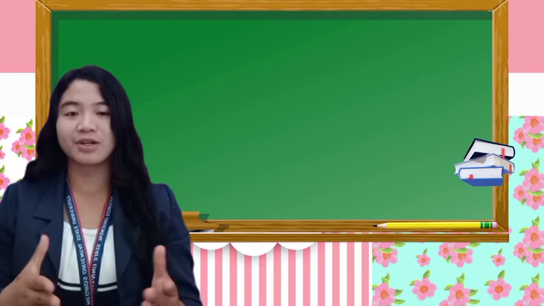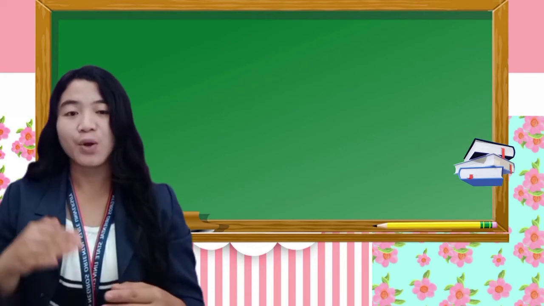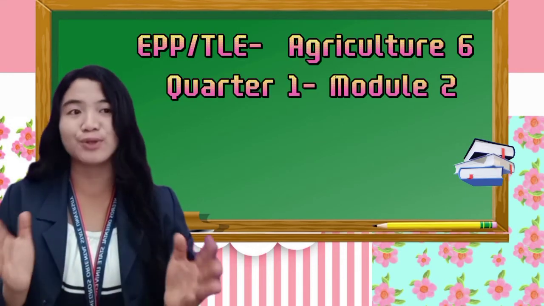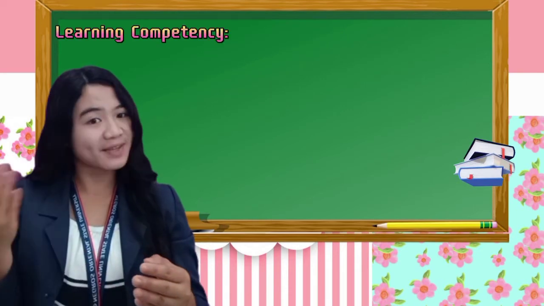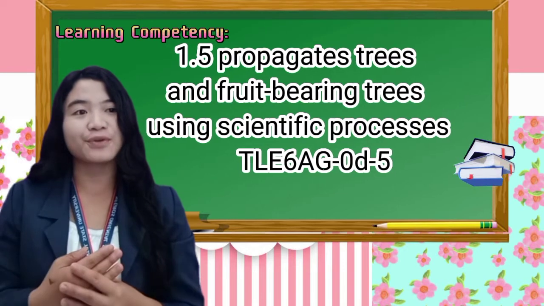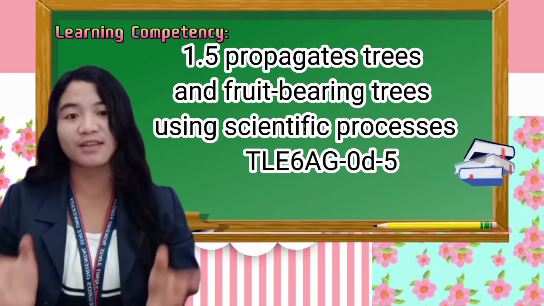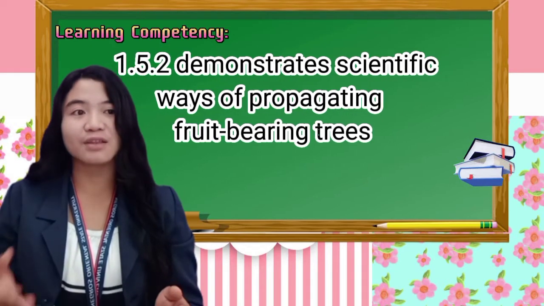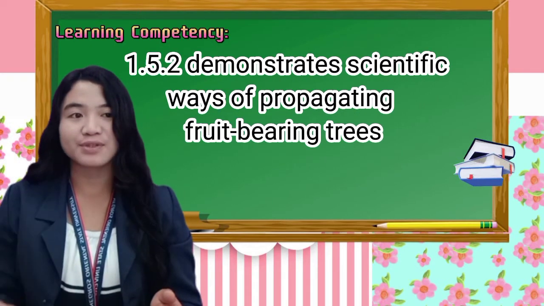My demo lecture is anchored in EPP TLE Agriculture 6, Quarter 1, Module 2. The learning competency 1.5: propagates trees and fruit-bearing trees using scientific processes. Demonstrate scientific ways of propagating fruit-bearing trees.